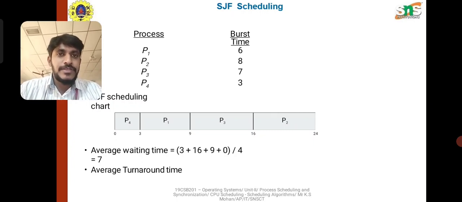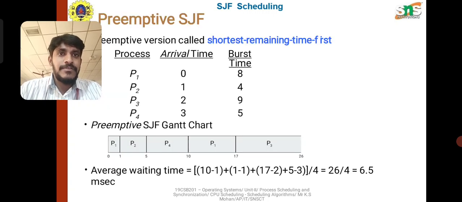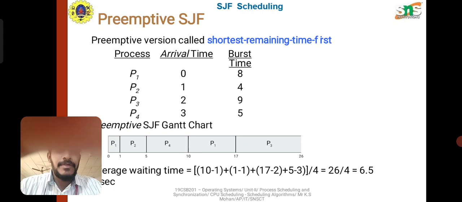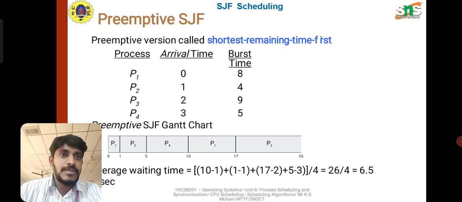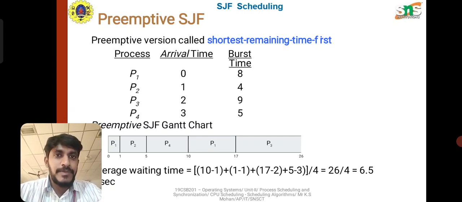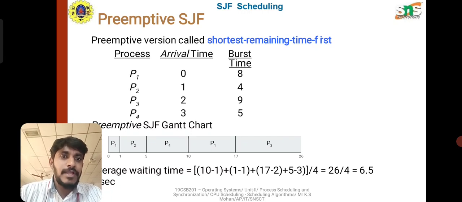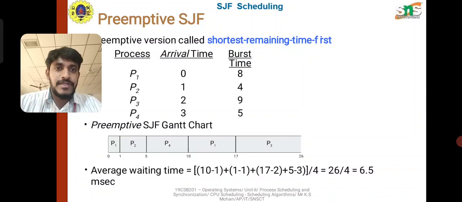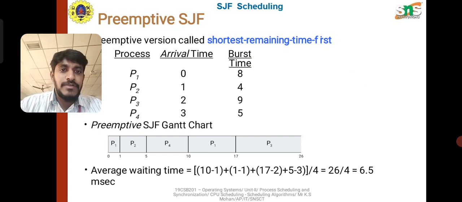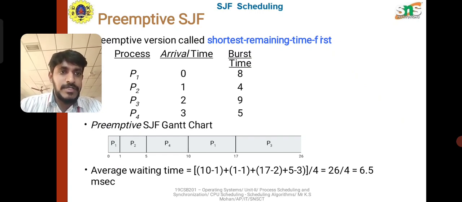According to SJF scheduling, the shortest job is scheduled. There is preemptive SJF and non-preemptive SJF. The preemptive version is called shortest remaining time first. Processes P1, P2, P3, P4 have arrival times 0, 1, 2, 3 and burst times 8, 4, 9, 5. The preemptive SJF Gantt chart will be P1, P2, P3, P4, P1 and P3. The average waiting time is 6.5 milliseconds, as we can get from the above example.